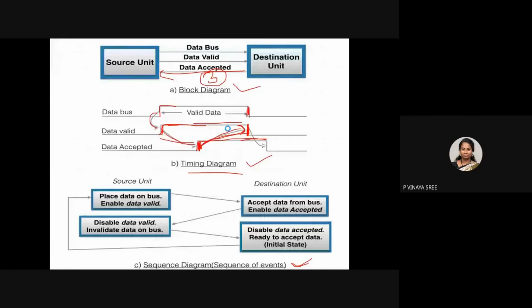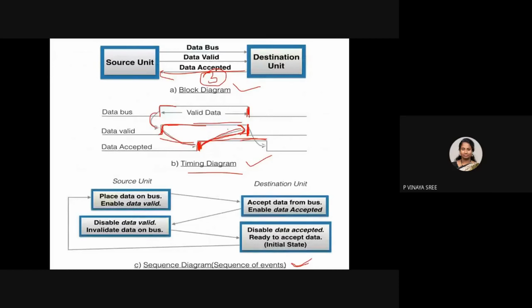Now before going for destination initiated data transfer, first tell me, what is the drawback in destination initiated data transfer using strobe?